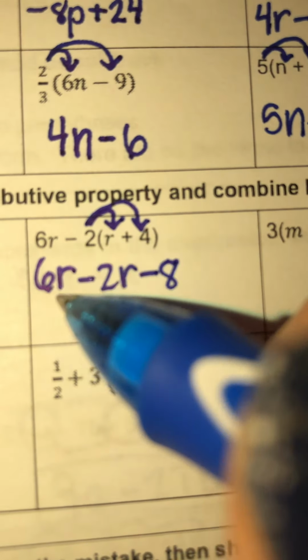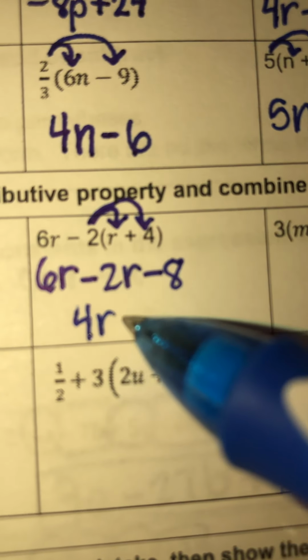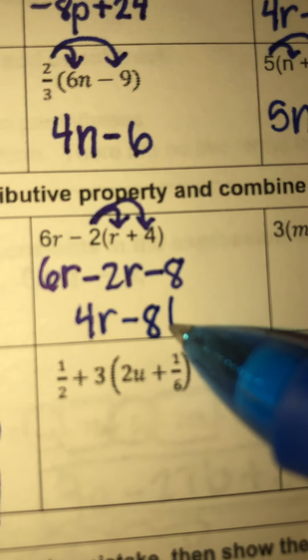And if you see right here, these first two I can combine. 6 minus 2 is 4. So my answer is 4r minus 8.